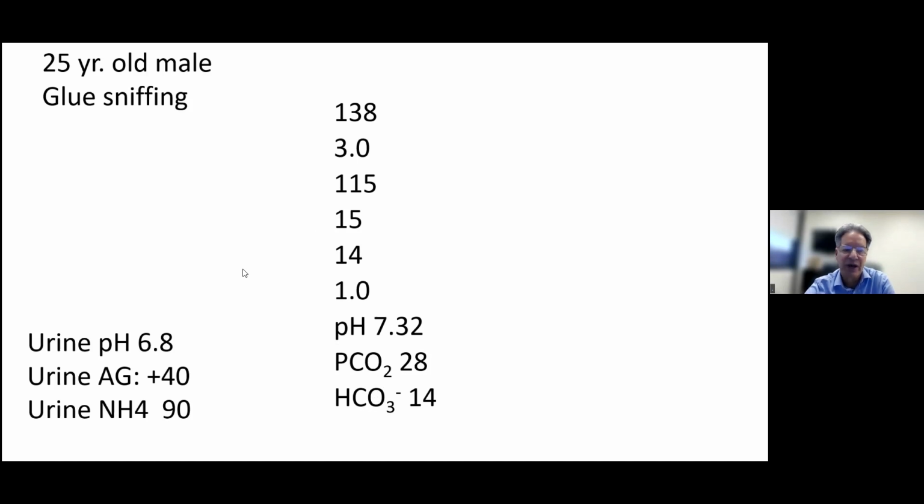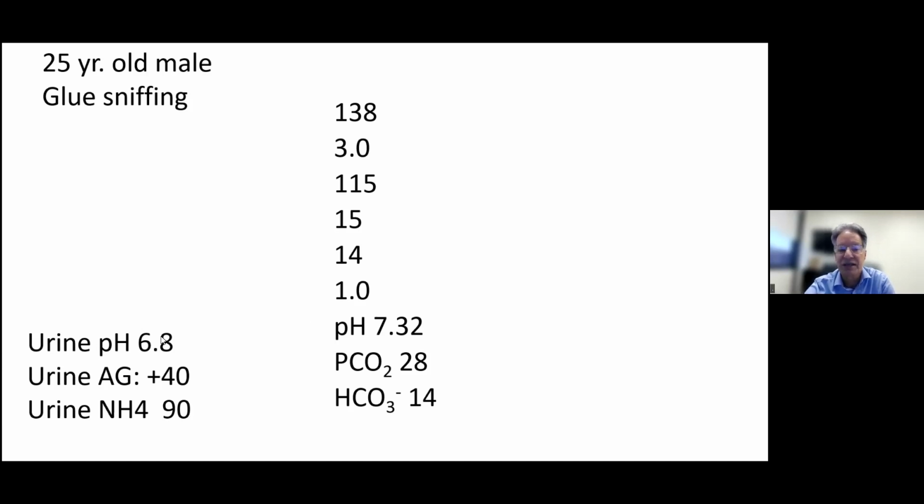So what's going on here? We have some things that would make us think that there might be RTA. We have a non-gap metabolic acidosis. We have a high urine pH. We have things here, though, that go against it. Well, the urine anion gap's positive. So you would think, and this is really the crux of the question, which I'll open up to the floor in a second. So we have a high urine pH.